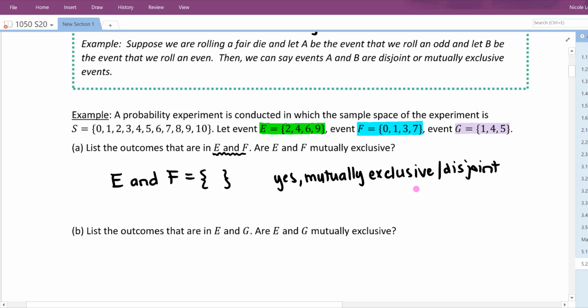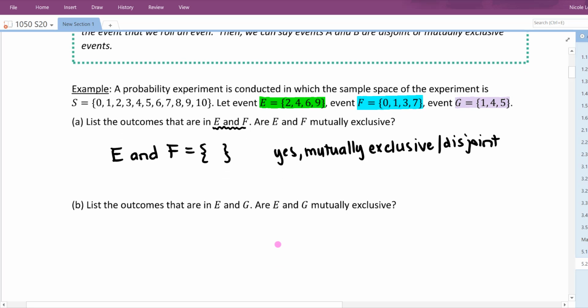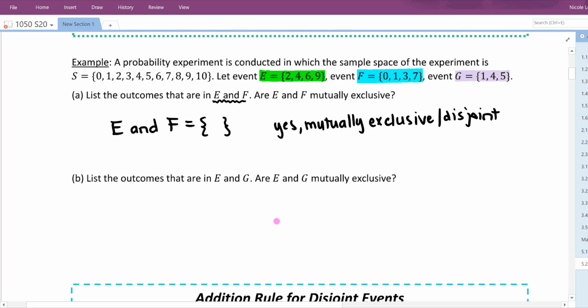So then now let's do a similar thing for part B. It's asking us to first list the outcomes that are in E and G, and then from there we're going to decide if E and G are mutually exclusive.